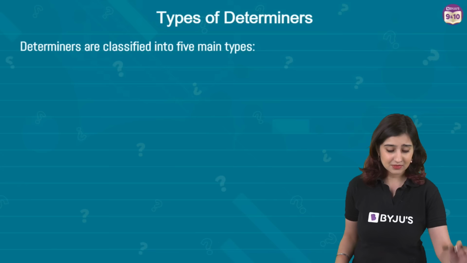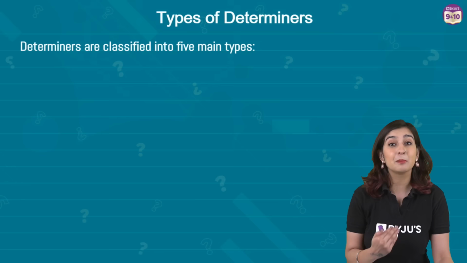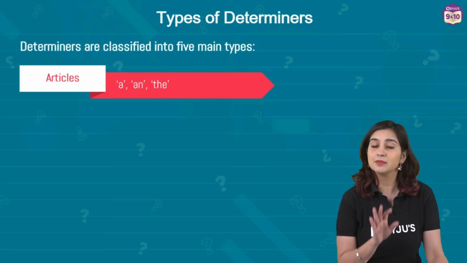Now, they can be classified into five main types. So, broadly speaking, you remember these types, but you don't really have to. Once you understand the logic behind determiners, you will not have to memorize the types. Okay, so you have articles. Articles, you know, there is a, an, the. Now we will see what the difference is between them.